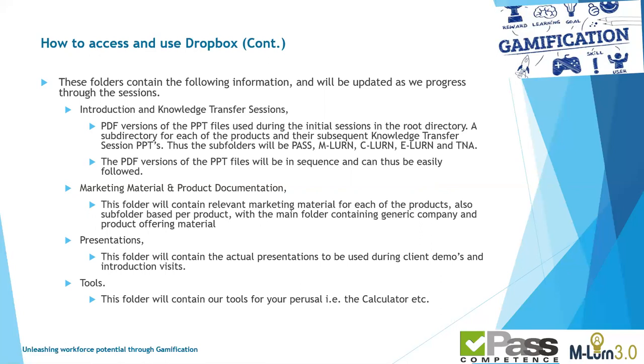Under the marketing material and product documentation folder, you will find all the relevant marketing material for each of the products, also in subfolders per product, with a main folder containing generic company and product offerings. These are also getting populated as we step through the various presentations. Under the presentations folder, you can keep your actual presentations that you can use during your client demos and introductory visits. Under the tools folder, you will find easy to use tools, for instance, the calculator.